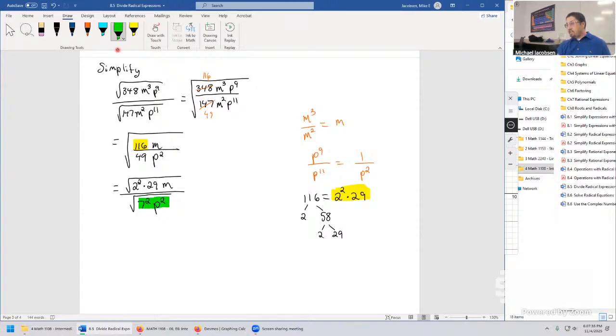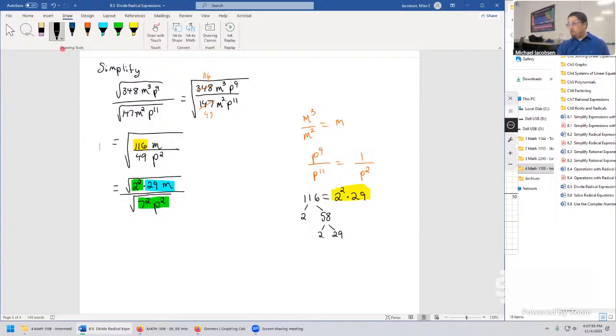Now, the thing color-coded in green is the perfect squares, the thing we can take the square root of. So that's the entire denominator, 7 squared and p squared. We can take the square root of 2 squared here. But 29m, there's nothing we can do with. These are both to power 1. 29 being prime, can't factor further.